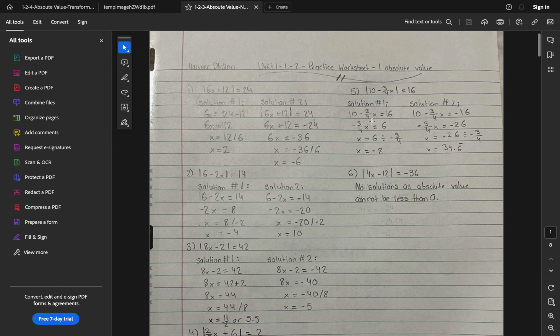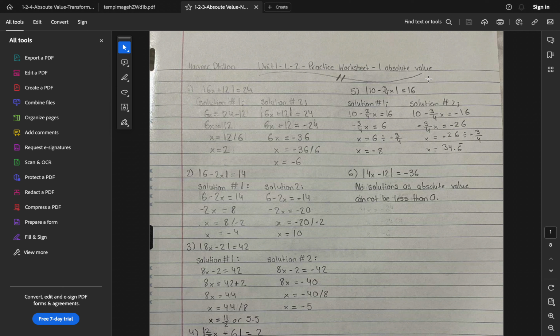Now going on to question number 5. This is, once again, absolute value of 10 minus 3 over 4x is equivalent to 16. Once again, two solutions. One's equivalent to positive 16, one's equivalent to negative 16. Beginning with the positive one first, 10 minus 3 over 4x.